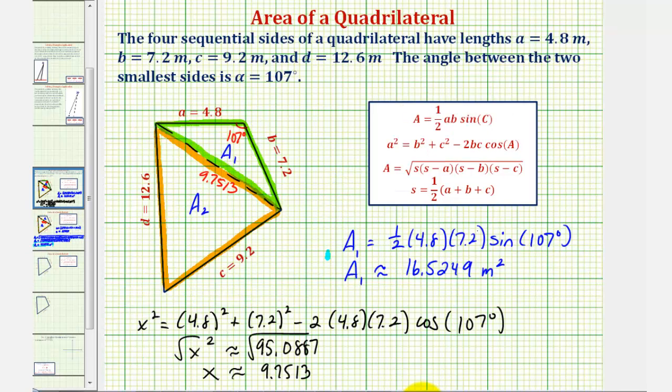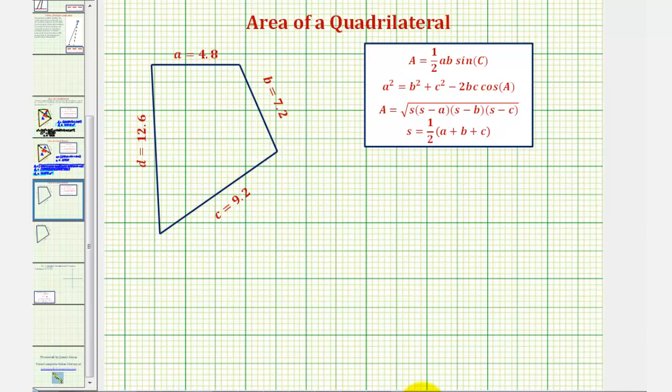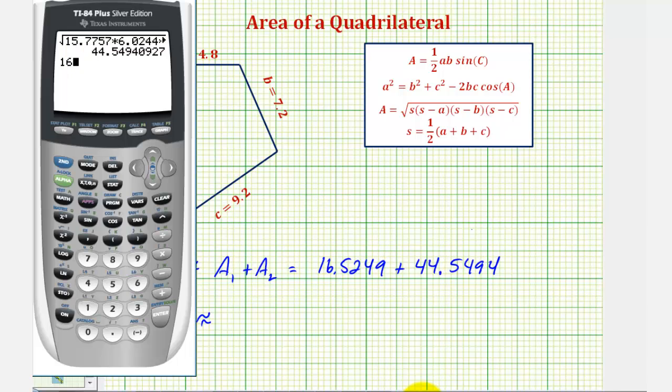So now that we have the approximate area of the orange triangle and the approximate value of the green triangle, we can find the sum to approximate the area of the quadrilateral. The total area of the quadrilateral would be approximately equal to, again, A sub 1 plus A sub 2, which would be 16.5249 plus 44.5494. So the total area would be approximately, if you round to two decimal places, the area would be approximately 61.07 square meters.